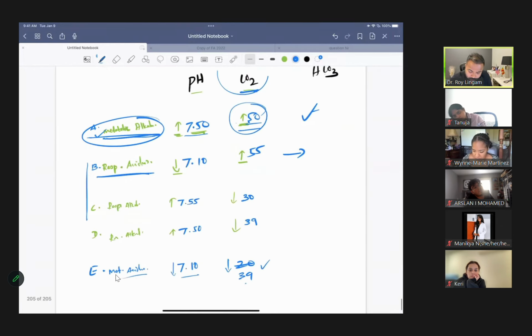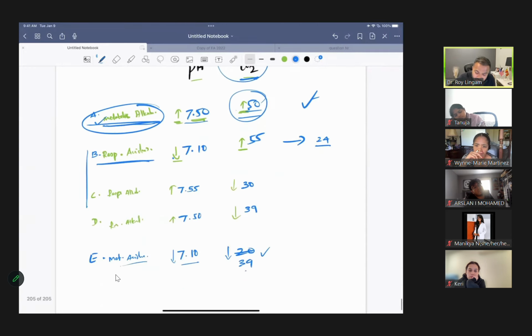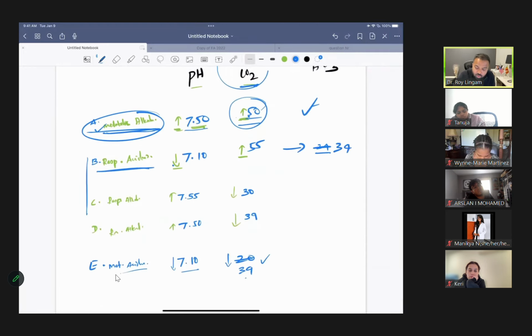So I'm going to give you a number, 24. Is this compensated or not? This is non-compensated because they are within the normal range. Is that clear, folks? They are within the normal range. So for respiratory acidosis, the number should be more than 26 because we want more alkaline molecules. Is that clear, folks? So if I change this 24 to 34, would you say it's compensated?